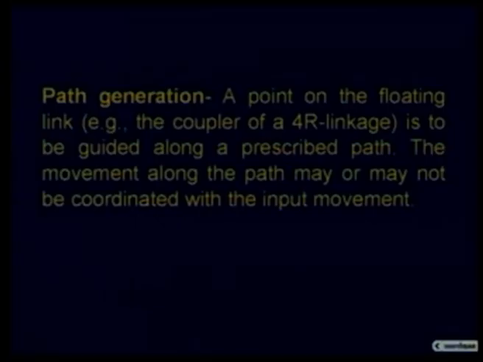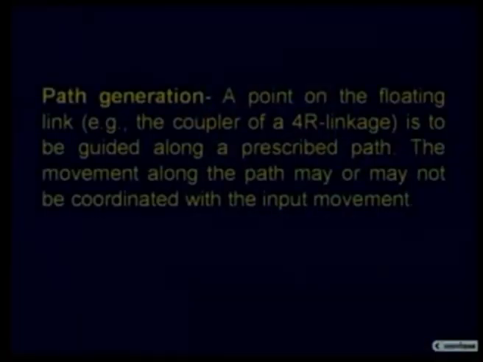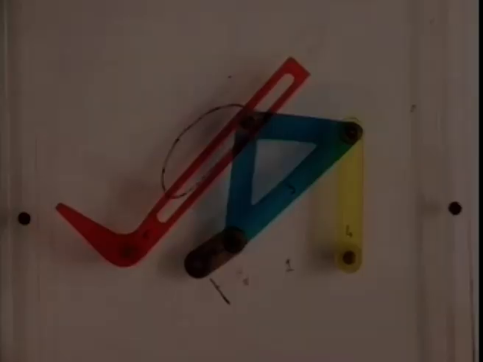In this type of problem, a point on the floating link, that is the coupler of a 4R linkage, is to be guided along a prescribed path, and this guidance along that prescribed path may or may not be again coordinated with the input movement, just like the guidance problem. Whether we are only interested in going along a prescribed path by a particular point of the floating link like the coupler, or the movement along that path also has to be coordinated with the amount of input movement. Again, we will see some examples of this path generation problem through a number of models.